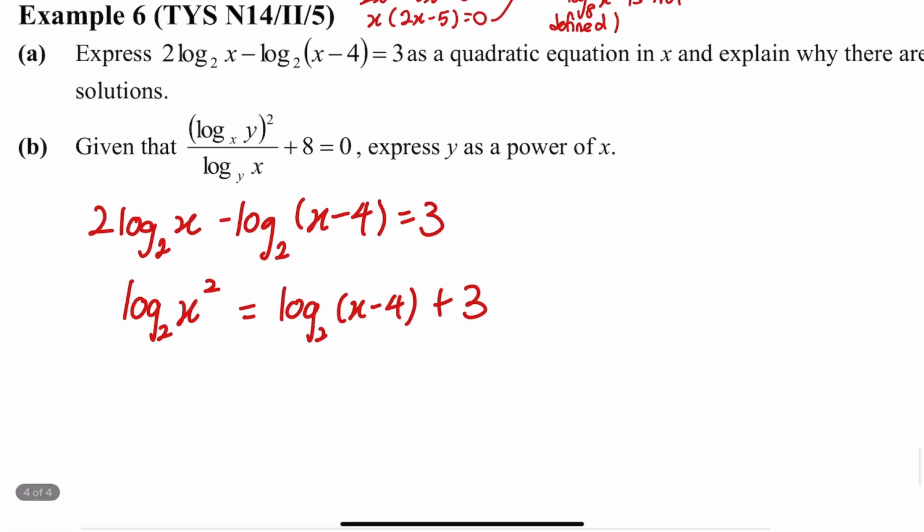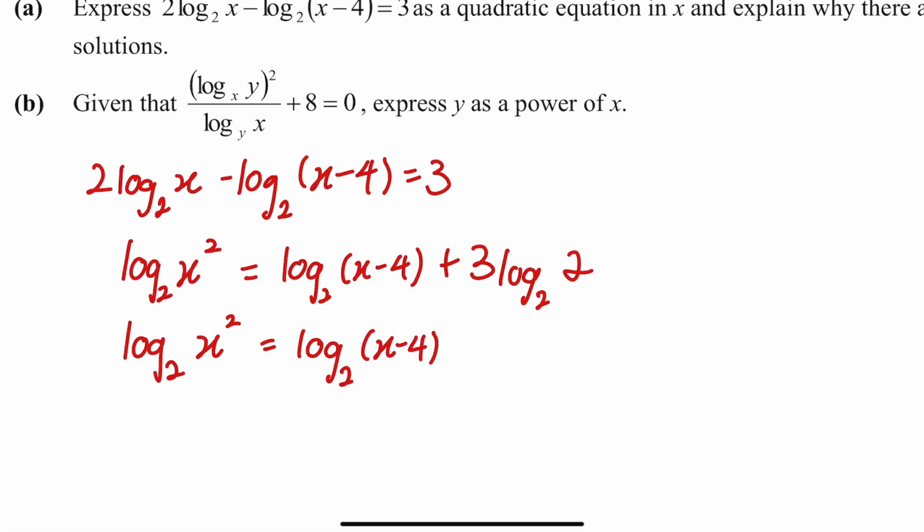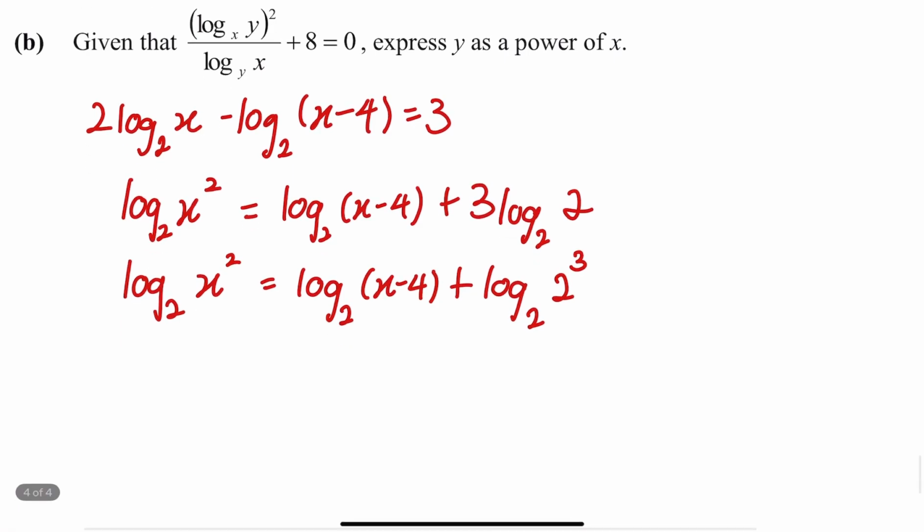Now I want to combine the terms together. 3, you can make it as log base 2, 2. Therefore, this is simply equal to log base 2 x squared equals log base 2 x minus 4 plus log base 2 2 cubed by the power law. Then I can combine the right side terms by my product law.